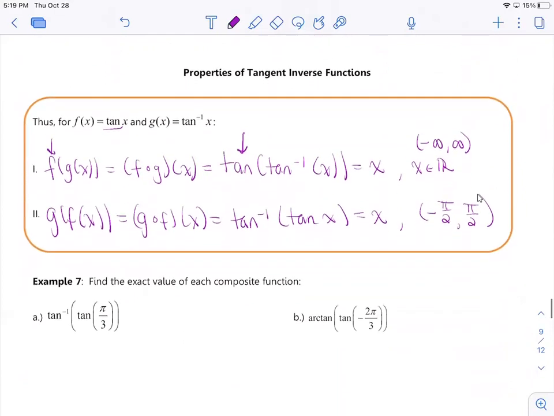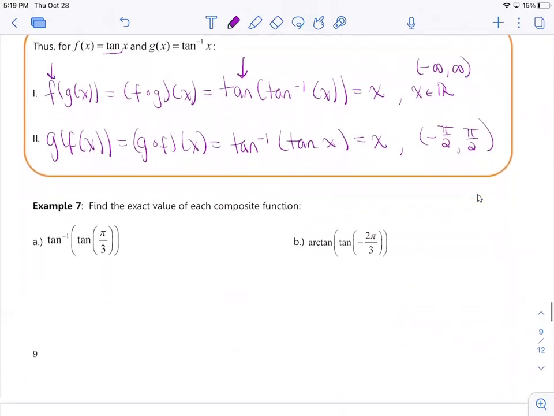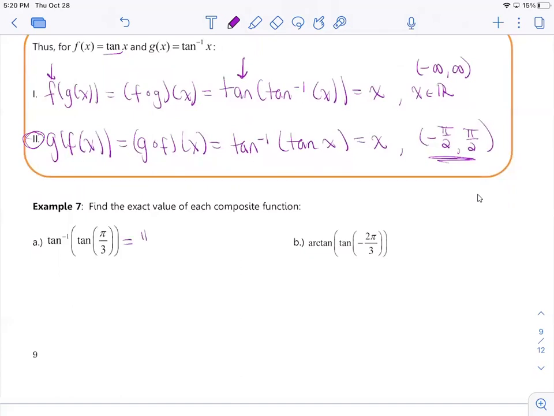Okay, so looking at A. So A, my outside function is the inverse function. So I'm looking at property 2. So it has to live between negative pi over 2 to pi over 2. And good news for us, pi over 3 does. So I don't have to think much. It's just pi over 3.